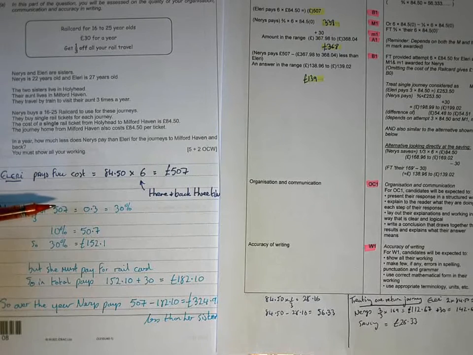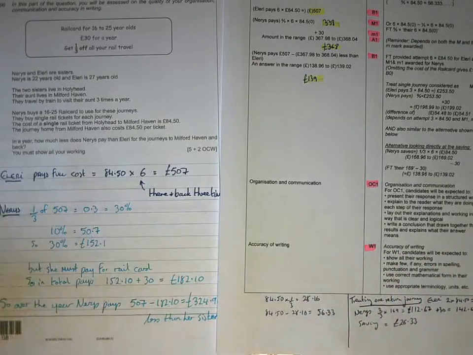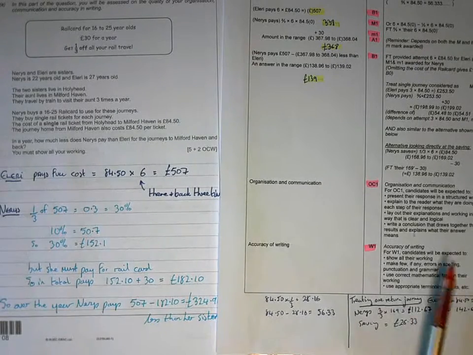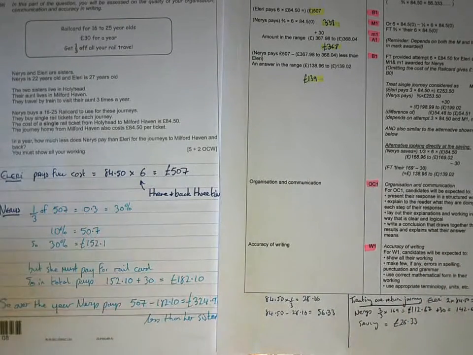Yes, they've found a third incorrectly, but I know that that's what they're trying to do, and I know that that's what this candidate then thinks they're going to pay. So they are explaining what they're doing at each stage. The explanations of working is clear and logical. They've clearly separated Larry from Neris and showing each stage. And there is a conclusion that draws together their results.